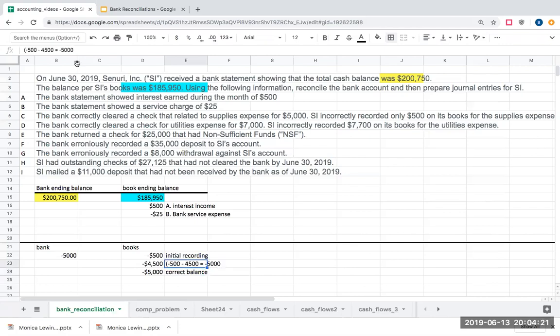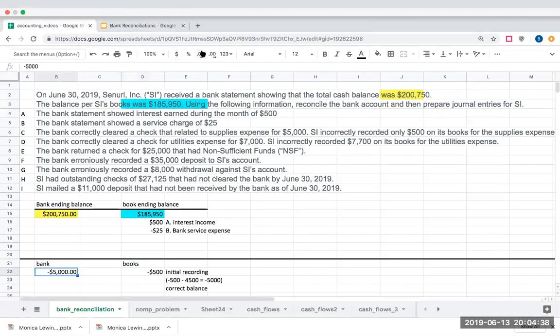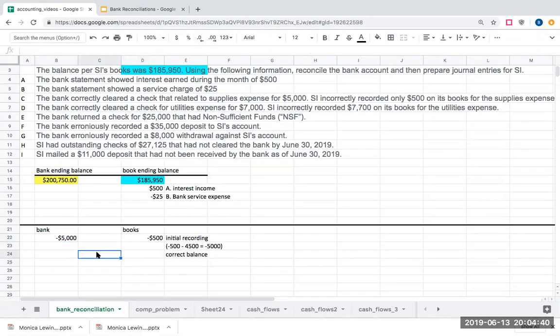So for this particular question, when I have a bank error, what I want to first do is ask what's on the bank's books and what's on my books. The bank recorded properly $5,000. Here, I only recorded $500 on the books. So to get to my correct balance of $5,000, I need an adjustment for $4,500. So that's where that is coming from. So this is my adjustment.